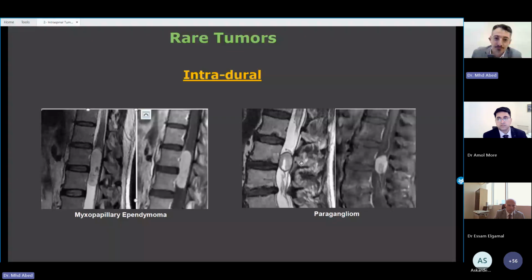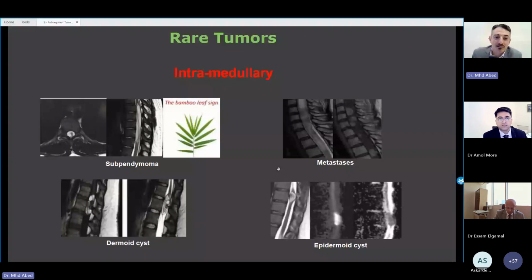Some other intramedullary rare tumor, we have the subependymoma. We know we have the ependymoma itself, which shows enhancement. There is a very minimal amount of case reports about subependymoma. The subependymoma originates within the spinal cord itself. It doesn't show any enhancement. It looks like this bamboo leaf sign, like the feather of these plants. It is very rare. I've seen only one case.